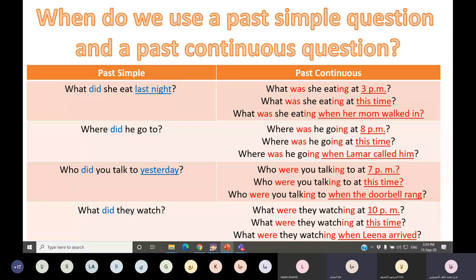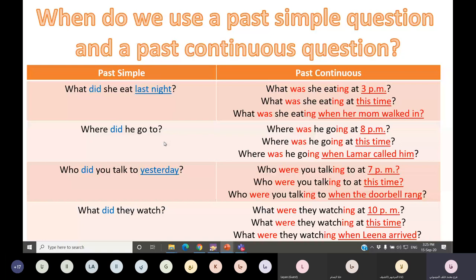Last night. Very good. So, Hala, sweetie, with past simple, and everyone listen to me, in past simple, we either use last night or yesterday or other variations of that, and sometimes we use nothing, okay? Like here, where did they go? Or what did they watch? We do not use anything, all right, young ladies?